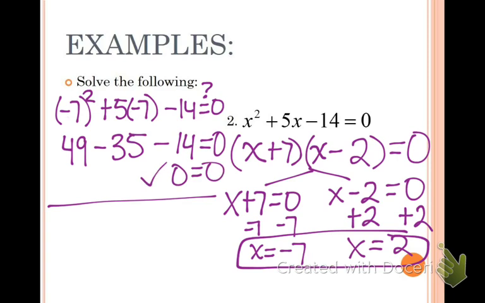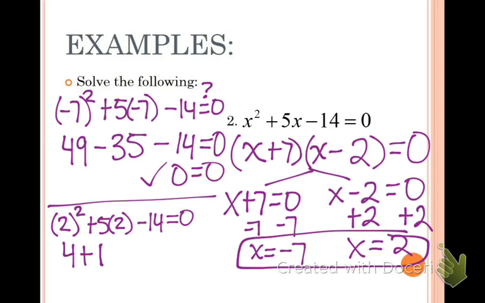So then we go through and we plug in the 2, see if the 2 also worked. 2 squared plus 5 times 2 minus 14 equals 0. What is 2 squared? 4 plus 5 times 2? 10. They're both positive, right, on this one? Up here, the 7 was negative, so that was why this one changed. Here, the 2 is positive. It is 0. 4 plus 10 is 14. Minus 14 is 0. So both of our answers checked out.